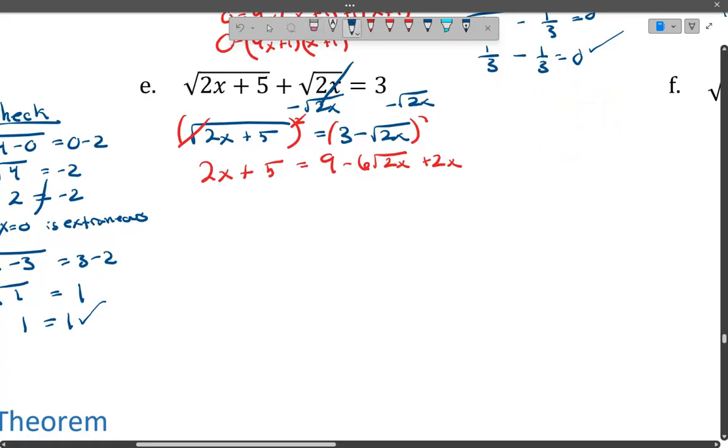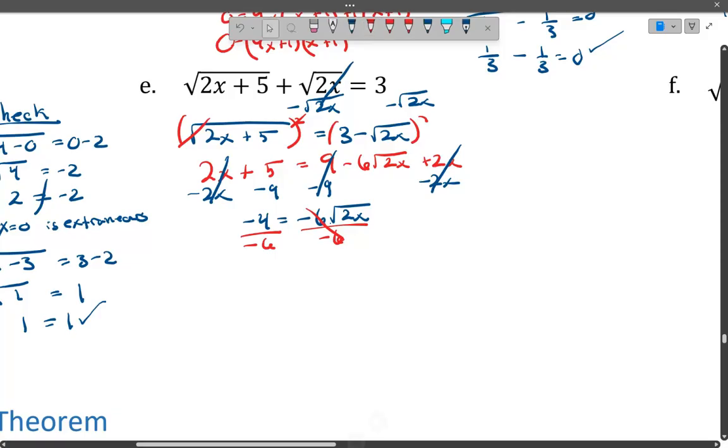Now we can go ahead and combine like terms. So since we have a 2x on both sides, we can subtract and those will actually cancel. We can also go ahead and subtract 9 from both sides, leaving us with -4 equals -6 root 2x. And I prefer to also get rid of any factors outside of the radical. So I can divide both sides by -6, leaving me with a positive 2/3 equals the square root of 2x.